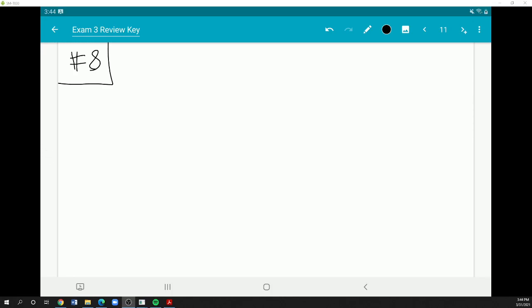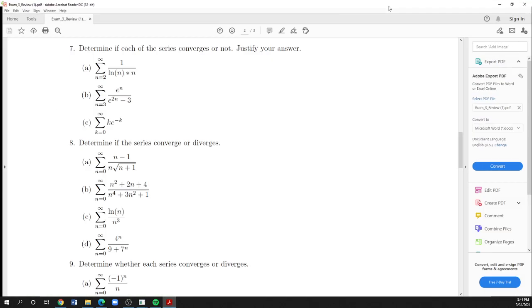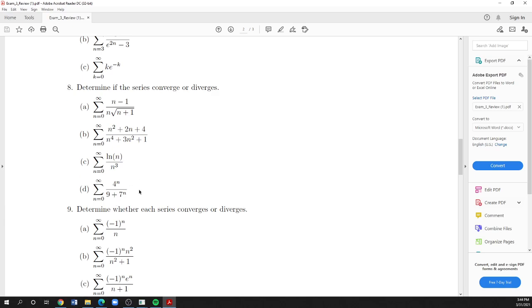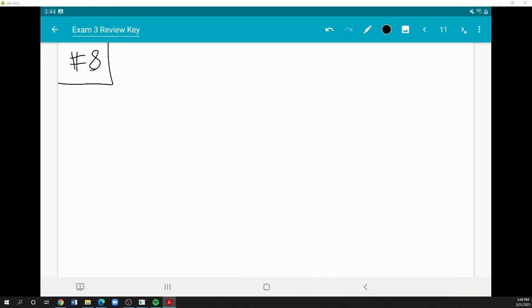Alright, so now we're going to look at number 8. This one gives you a whole bunch more new series to look at, and it's going to ask you, does this converge or does it diverge? Some of these look pretty spooky, but let's see. So start, this is another one I need to change: the sum from 1 to infinity of n minus 1 over n times the root n plus 1.